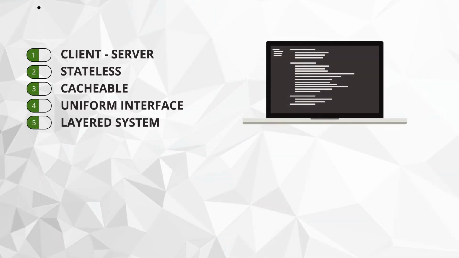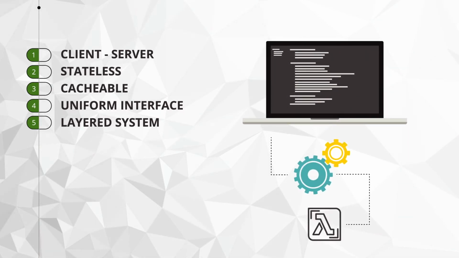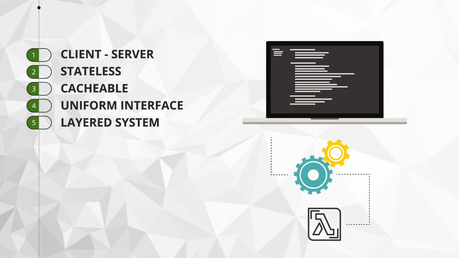And number five is a layered system. This one refers to the architecture itself and is an example of separation of concerns. Imagine you have a web app and the web app calls an API gateway, which spins up a Lambda. The Lambda and the web app are aware of the API gateway, but not aware of each other. This makes components replaceable and extendable.